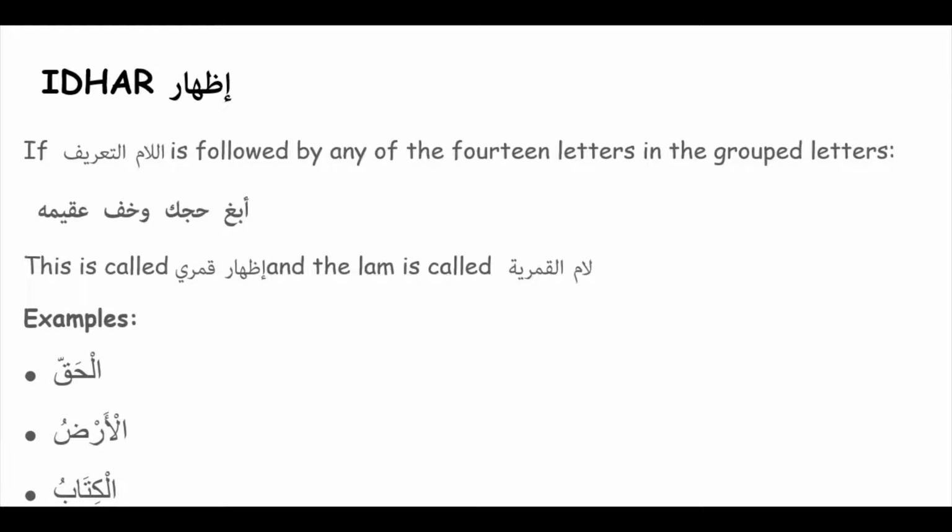Izhar. If lam at-ta'rif is followed by any of the 14 letters in the group of words ibghi hajjaka wakhfi aqimah, that is, when lam is followed by alif, ba, ghain, ha, jim, kaf, waw, khaf, fa, ain, qaf, ya, mim, and ha, then the lam is going to be exposed clearly. It is going to be pronounced clearly.